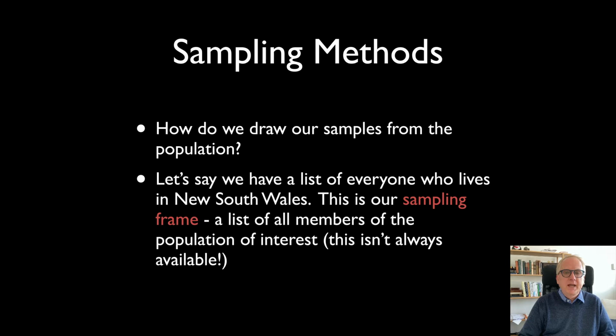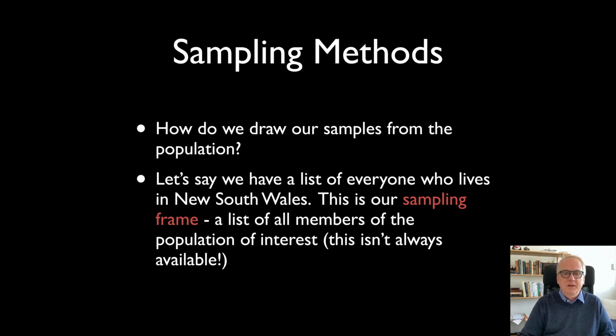Let's say that we have a list of everyone who lives in New South Wales here in Australia. This would be our sampling frame, a list of all the members of the population of interest. Now, a sampling frame means that I have some way of having access to the entire population I'm interested in, and I have all of their contact details, right? So keep in mind that this isn't always available.